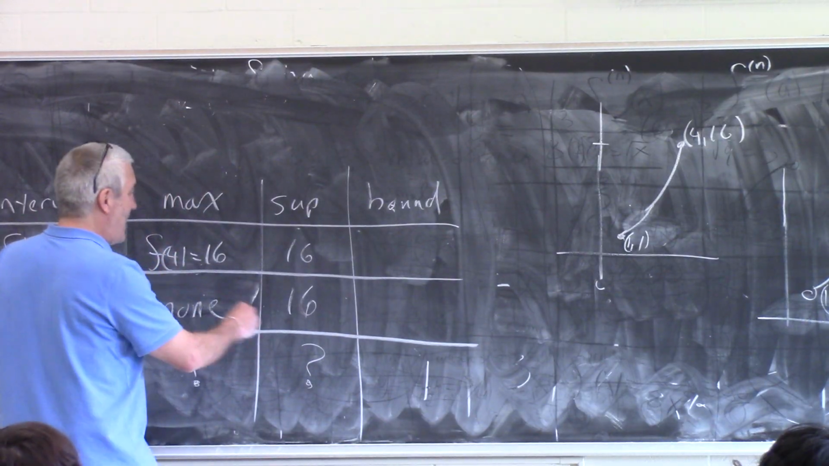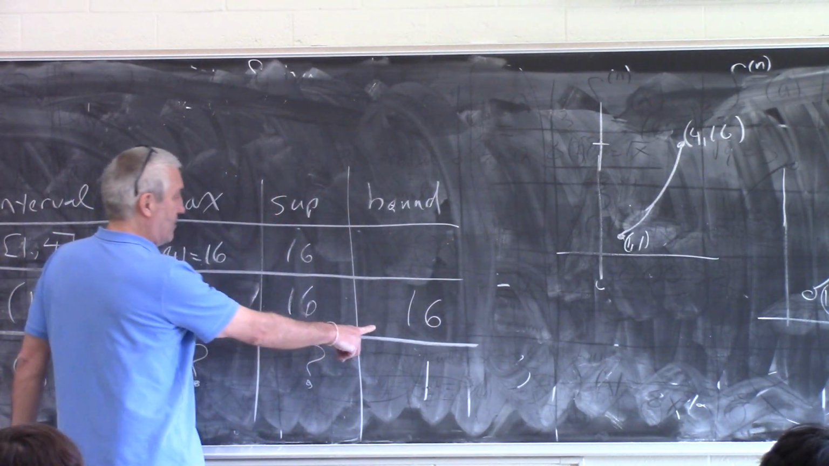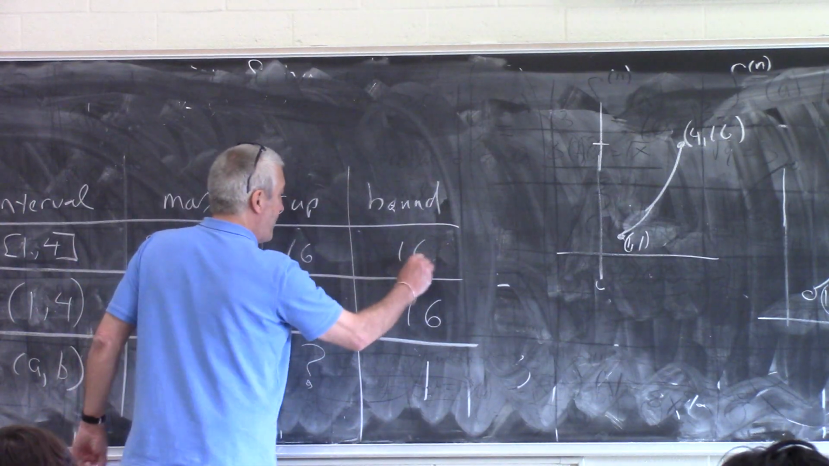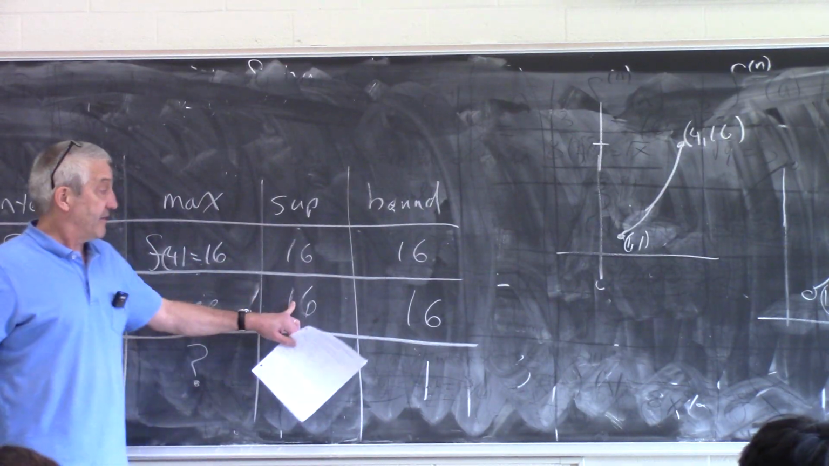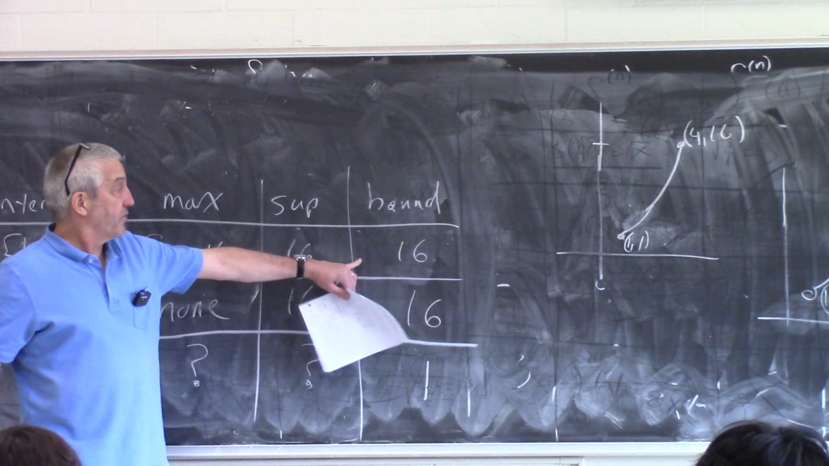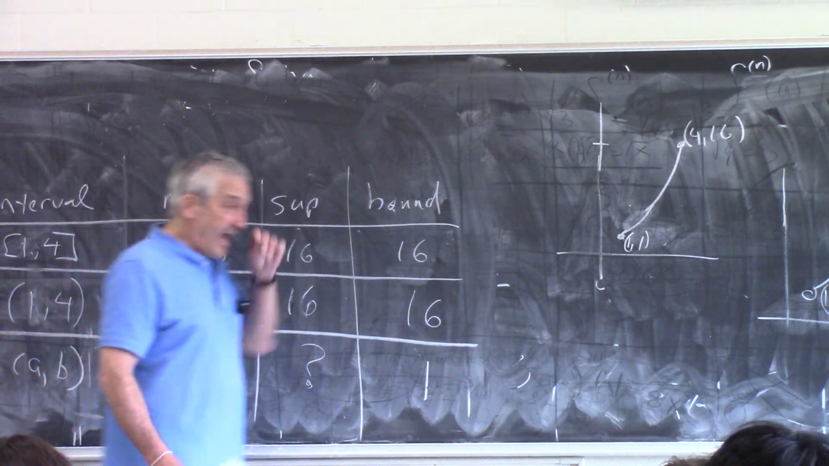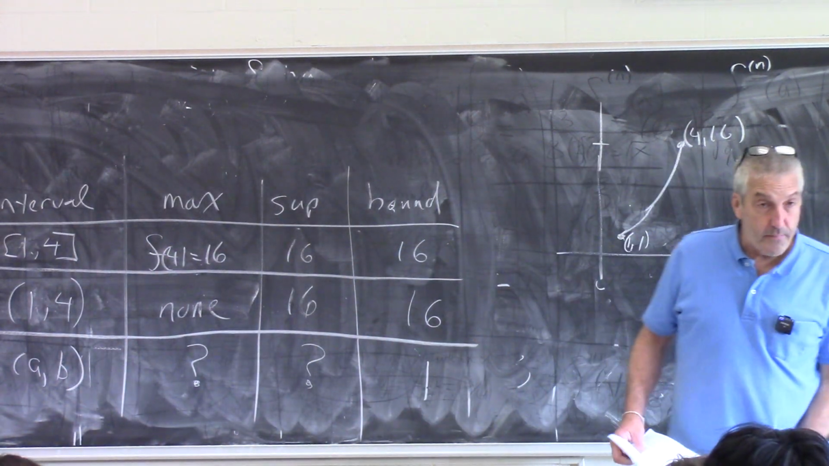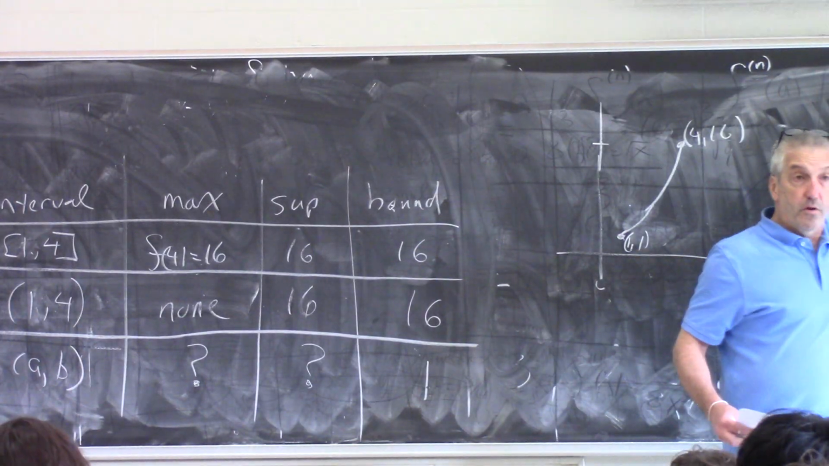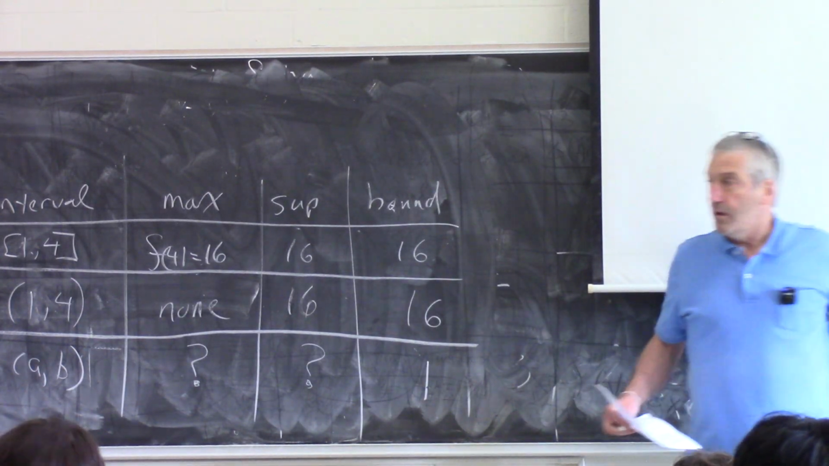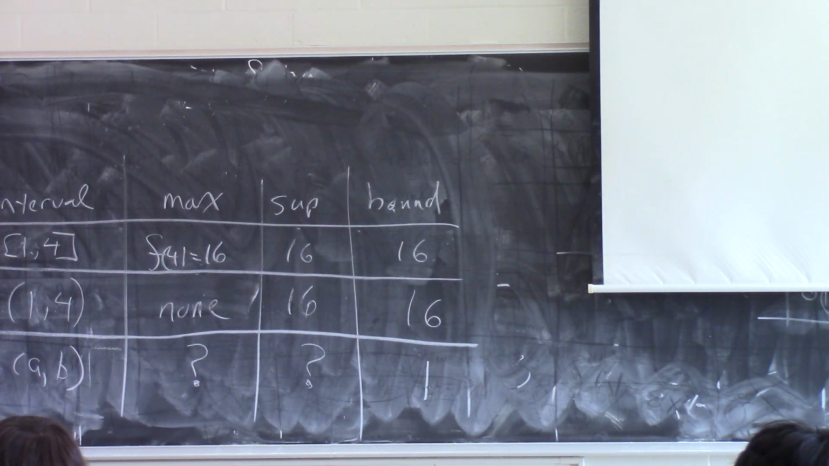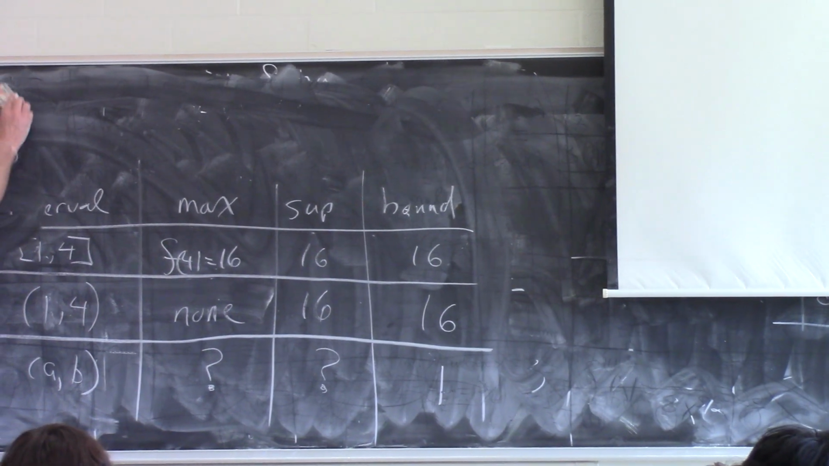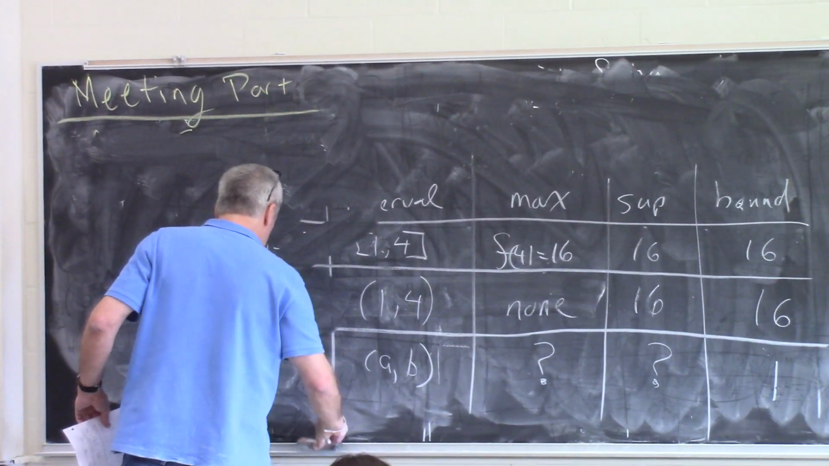So in these cases, I could use 16 as a bound here. 16 is a bound here. A bound could also be 17. I mean, 17 is greater than or equal to all the numbers in that set. So there are cases when you can talk about a bound where you might not have a max. You might have a sup, but you don't know what it is. Okay, so that's meeting part 1: max, sup, and bound. Meeting part 2 is this crazy handout that I gave you.